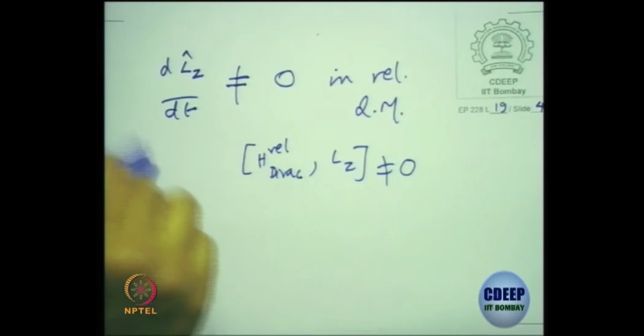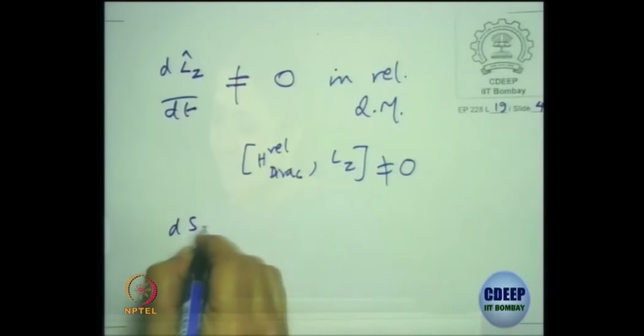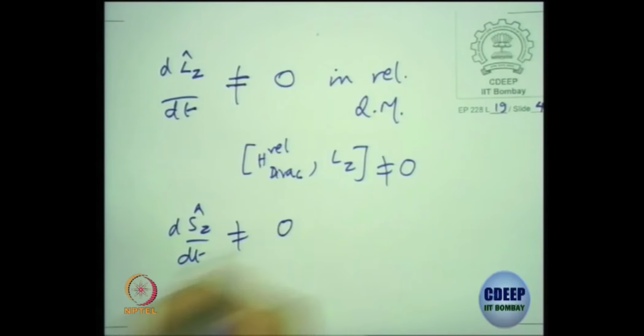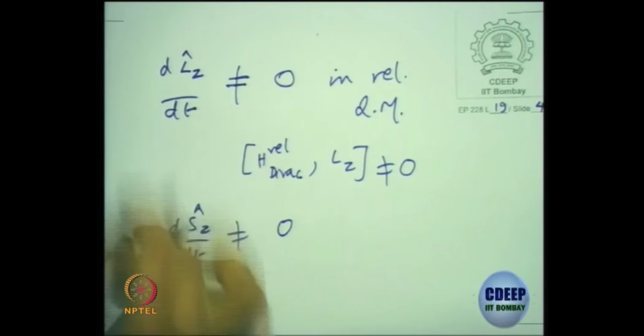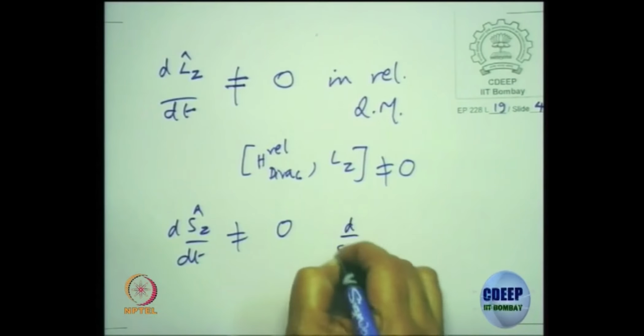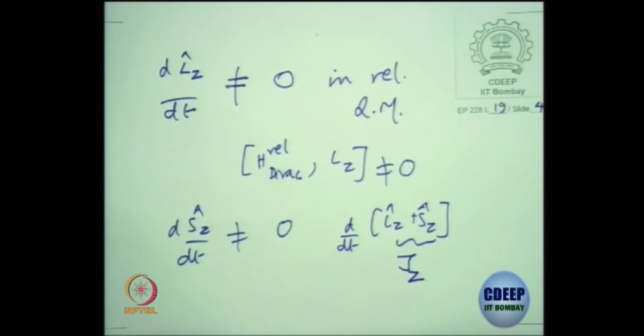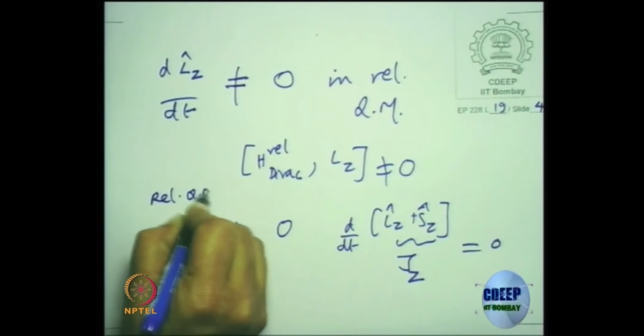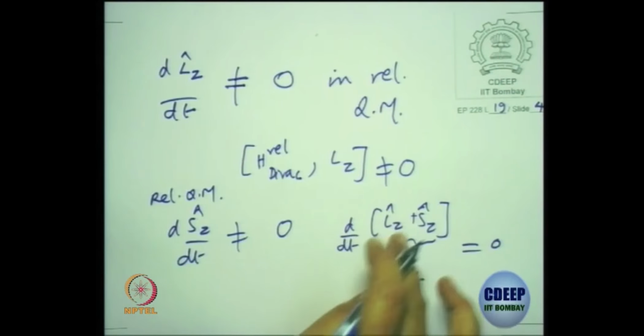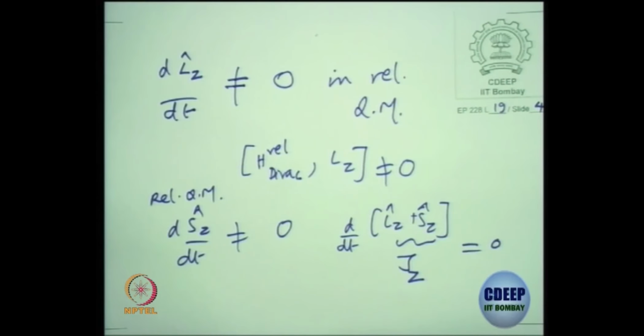And for a rotationally invariant system, angular momentum has to be conserved in relativistic theory. If you introduce another operator Sz, its commutator is also not 0, but you can show that d by dt of Lz plus Sz, which you will call the total angular momentum, will be 0. So this requires relativistic quantum mechanics, and you can show the properties of Lz and Sz, exactly how their commutator behaves with other components in that space.